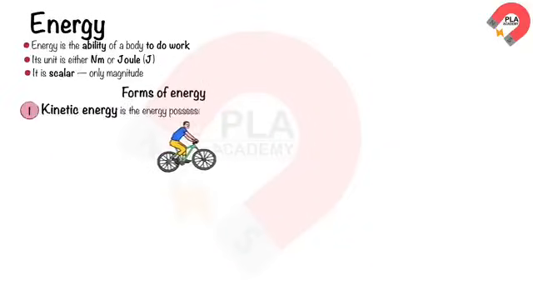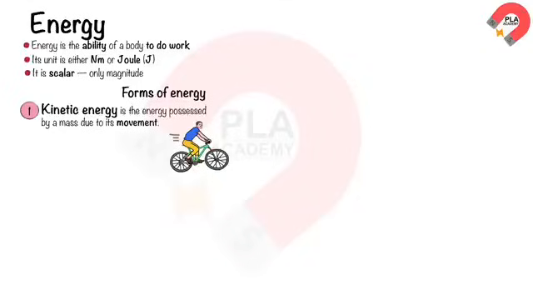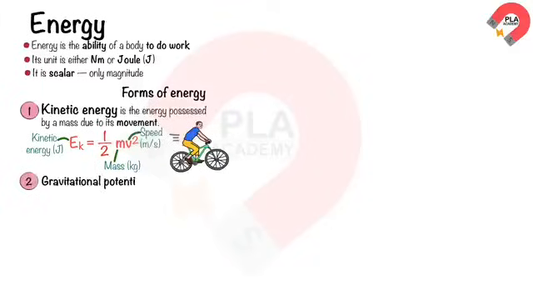Kinetic energy is the energy possessed by a mass due to its movement. Its formula can be written as E(k) equals half of m(v) squared, where E(k) is the kinetic energy in joules, m is the mass in kilograms, and v is the speed in meters per second.